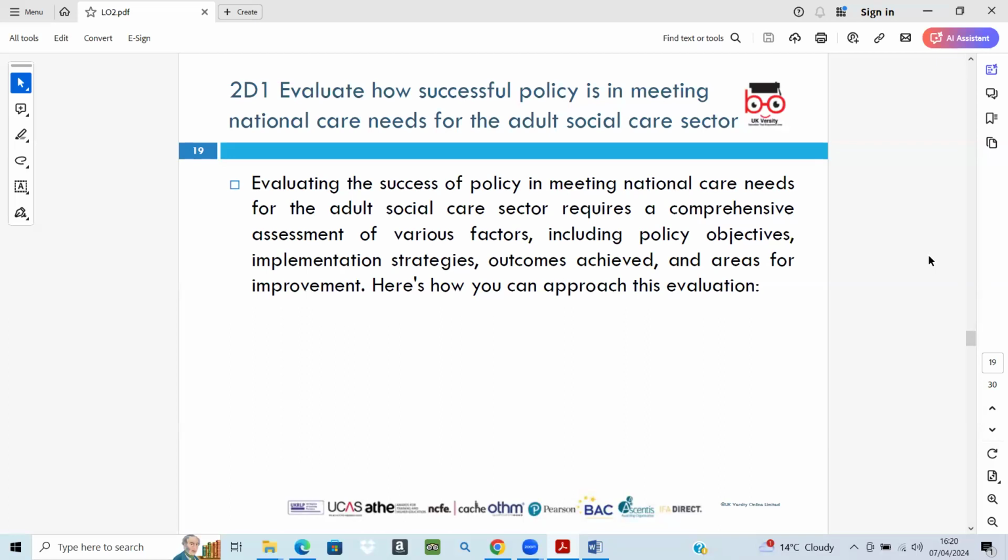And if we talk about the gaps, policymakers can address gaps by conducting regular needs assessments, reviewing policies based on feedback and evidence, and sometimes increasing funding and resources and fostering collaboration across different sectors.